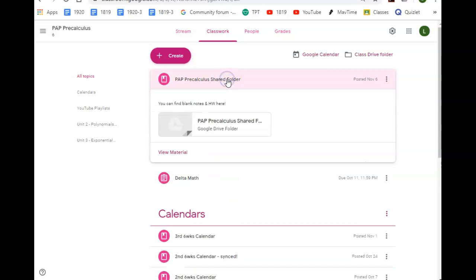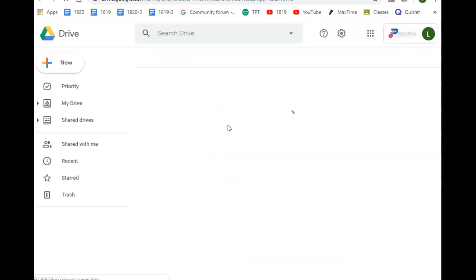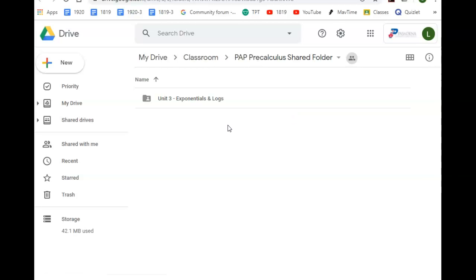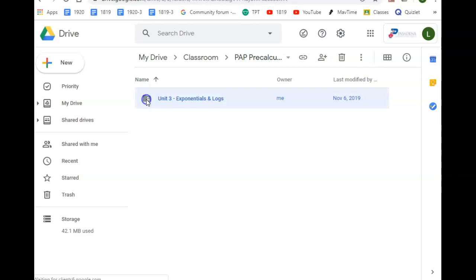If you open that folder, it's going to take you to the Google Drive, right? And you have to be signed in with your district account. You would have to be in the Google Classroom anyway. The only folder I have in there so far is this one. We're in Unit 3, so if you open this folder, the only thing I have in there is yesterday's blank notes and assignment, because I put it in there for somebody.